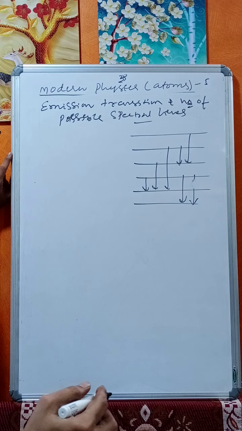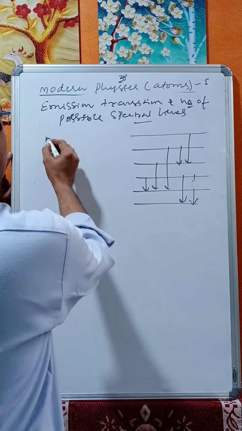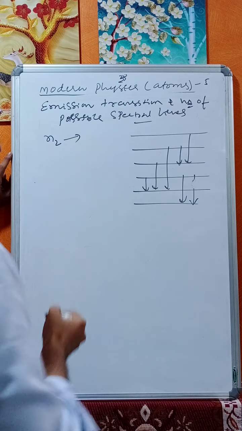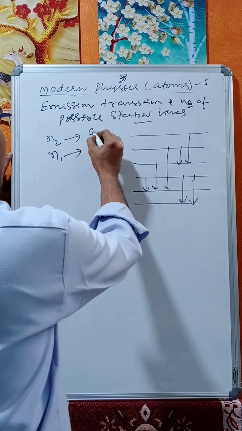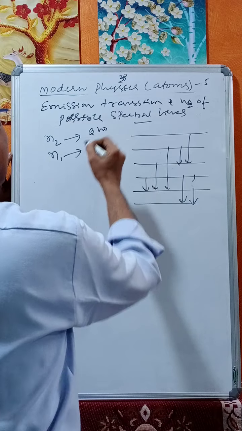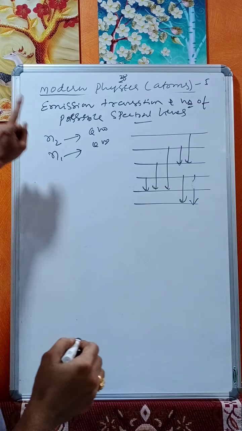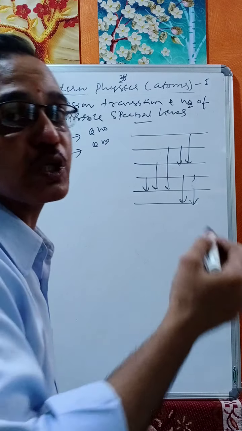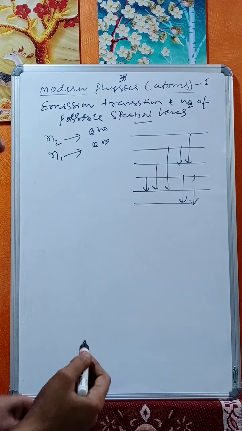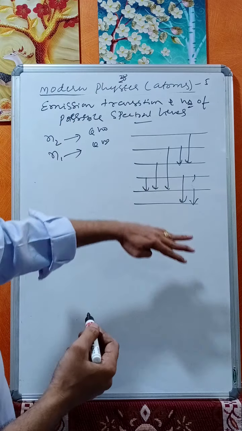Therefore, emission transitions take place when an electron jumps from a higher energy level of quantum number n2 to a lower energy level of quantum number n1. These are all quantum numbers or energy level numbers. Therefore, an emission line is possible when the electron jumps from a higher level to the lower level.